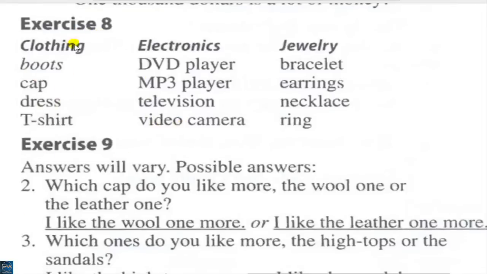Exercise number 8. Clothing, electronics, jewelry. Clothing: boots, cap, dress, T-shirt. Electronics: DVD player, MP3 player, television, video camera. Jewelry: bracelet, earrings, necklace, ring.